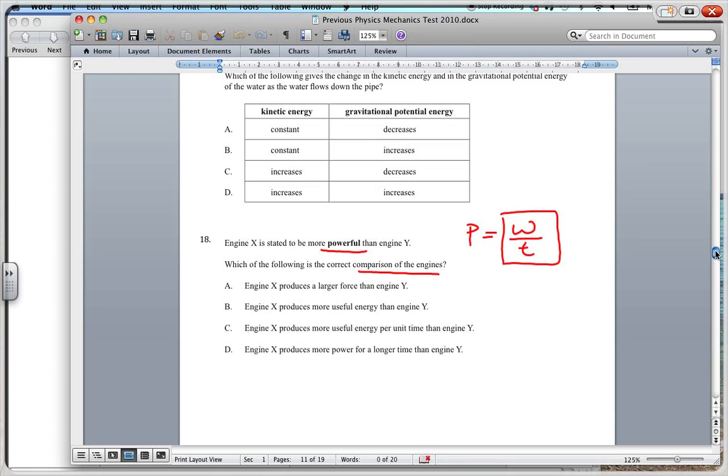Engine X produces a larger force. Not really going into the definition of work. Engine X produces more useful energy. Okay, not really going into. We've got to work with this definition here. Engine X produces more useful energy per unit time. All right, so this is definitely the correct one. So it's the per unit time. Go to your definition of power. All right, so we got that one.